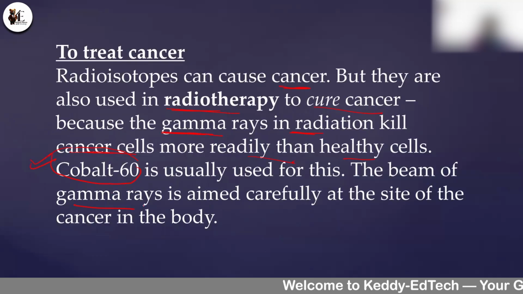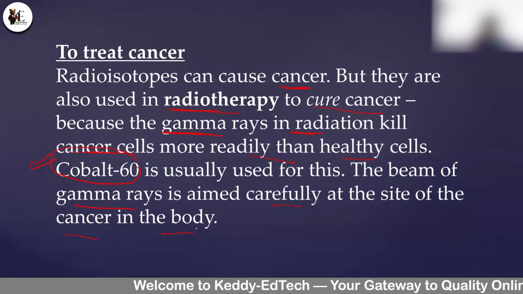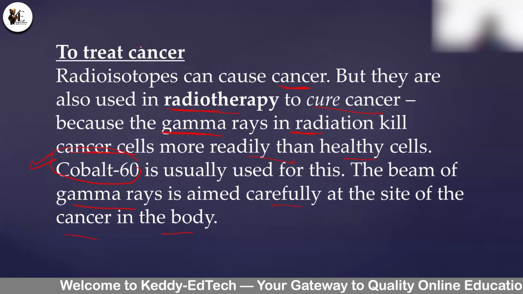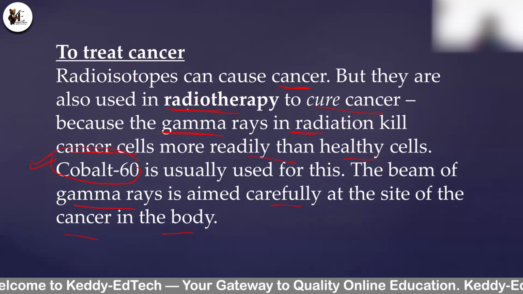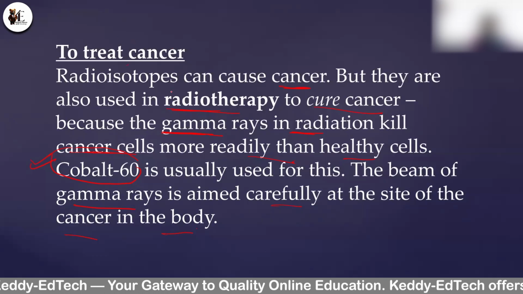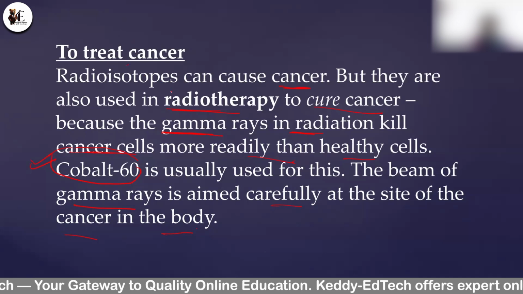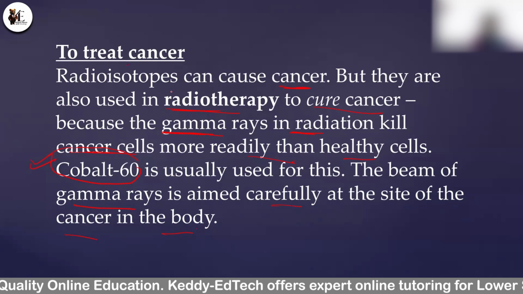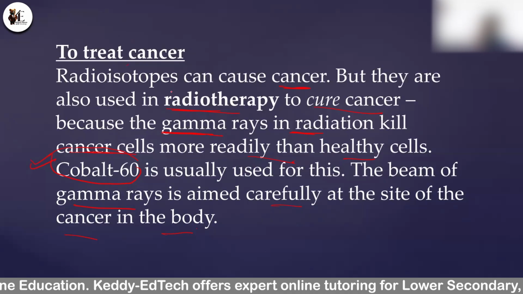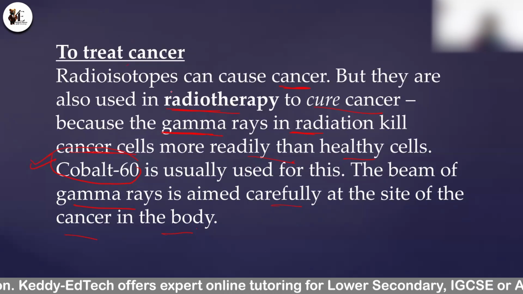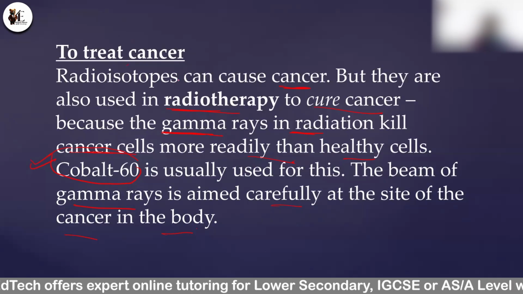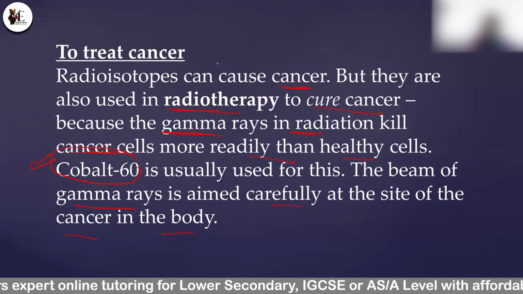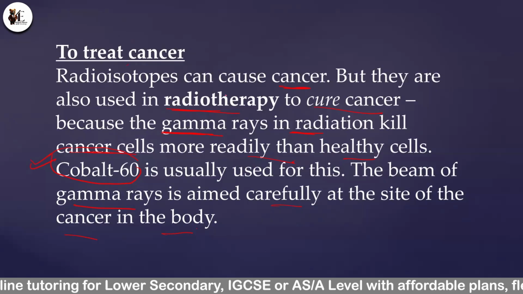The beam of gamma rays is aimed carefully at the site of the cancer in the body. So we can use radioisotopes to treat cancer by radiotherapy. From radiotherapy, gamma radiations are emitted, and these can kill cancer cells more effectively as compared to healthy cells. And which isotope do we use to treat cancer? Cobalt-60. Clear? Yes. Write it down.